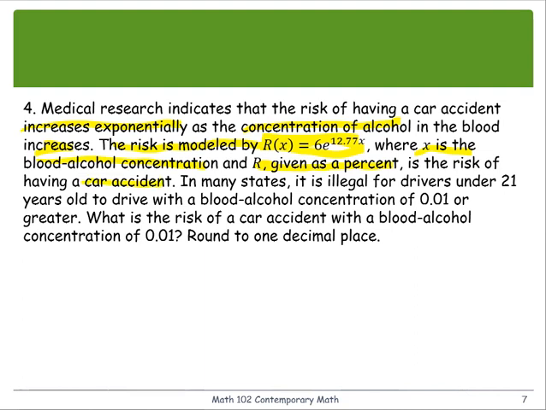In many states, it is illegal for drivers under 21 years old to drive with a blood alcohol concentration of 0.01 or greater. What is the risk of a car accident with a blood alcohol concentration of 0.01? Round to one decimal place. From what we have, R represents the risk, which depends on x.